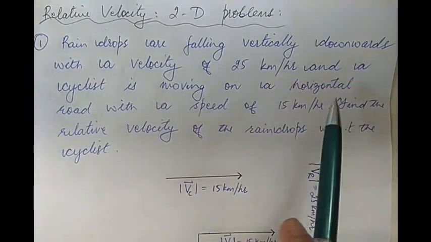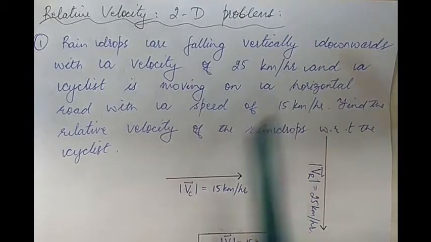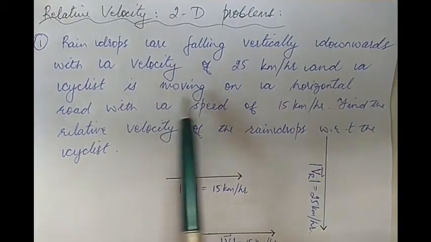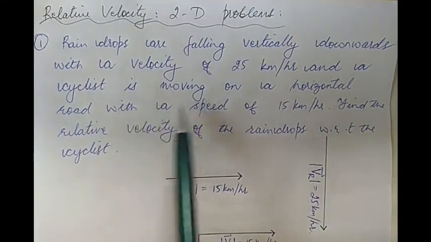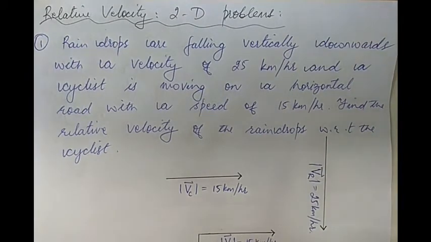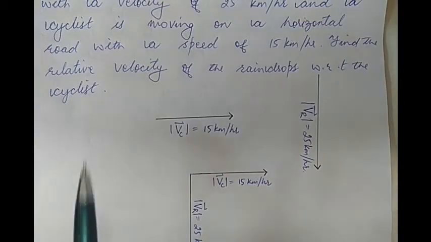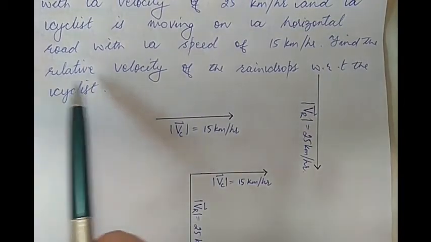Raindrops are falling vertically downwards with a velocity of 25 kilometers per hour, and a cyclist is moving on a horizontal road with a speed of 15 kilometers per hour. Find the relative velocity of the raindrops with respect to the cyclist. With respect to the cyclist, meaning the cyclist is the observer.